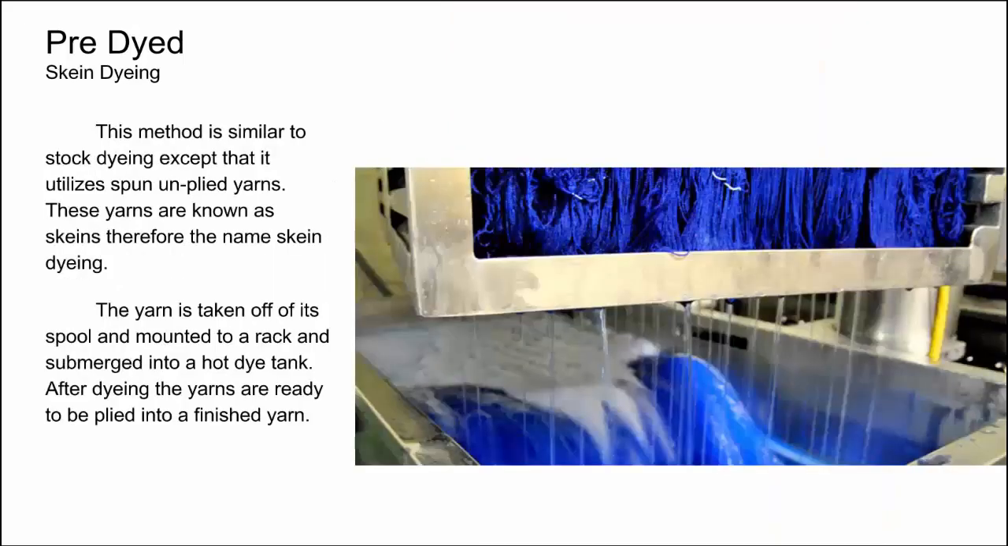It's similar to the stock dyeing, except that it's going to utilize a spun unplied yarn. So it's already made into yarns, but it's undyed. These yarns are known as skeins, and therefore the name skein dyeing. The yarn is taken off of its spool, mounted on a rack, submerged in hot dye for a certain amount of time, and then after the dyeing is done, it's ready to be plied and made into a finished yarn.